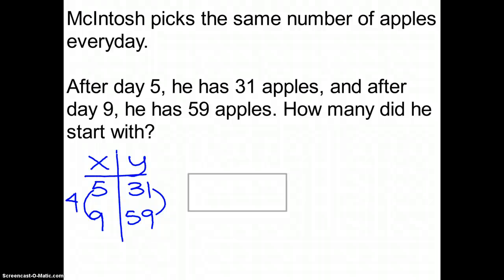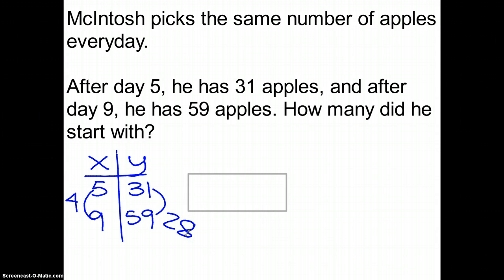I'm going to finish the problem that I was doing. So this is the Eggspert review, and this is the last few of those questions. It says after day 5, he has 31 apples. After day 9, he has 59 apples. So I've set up a table, and I'm finding the slope. 59 minus 31 is 28.